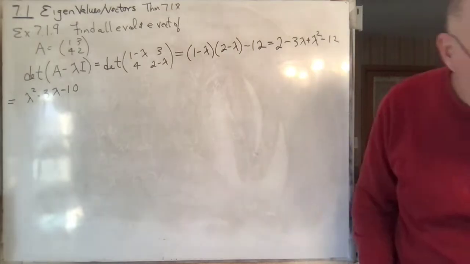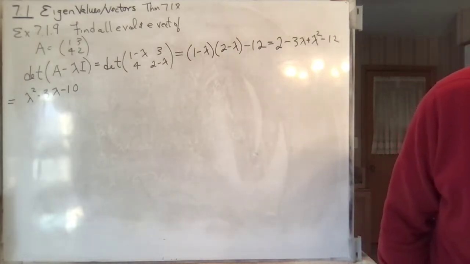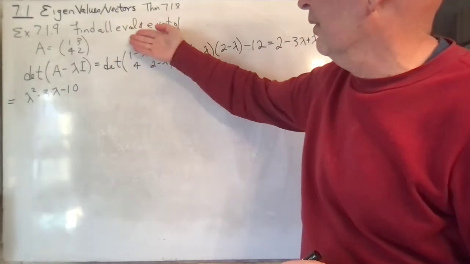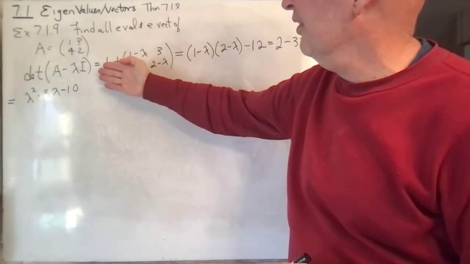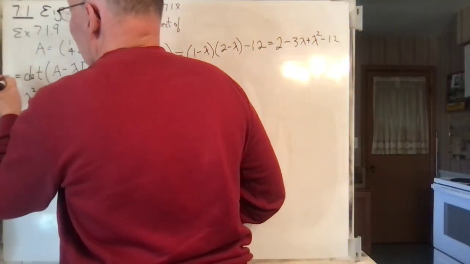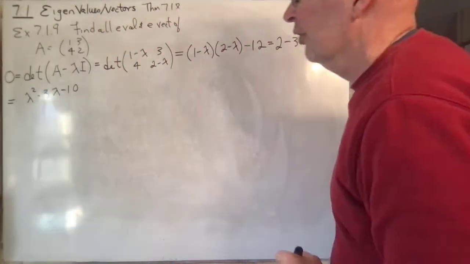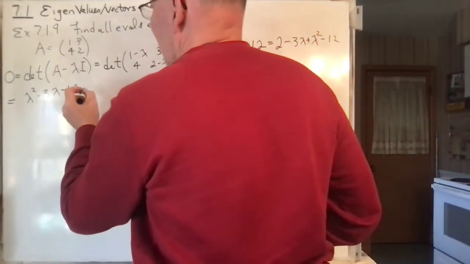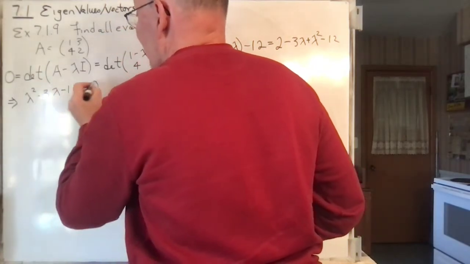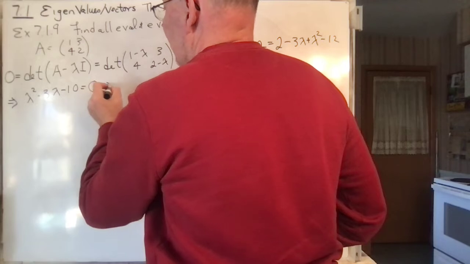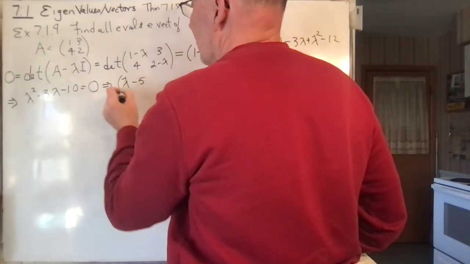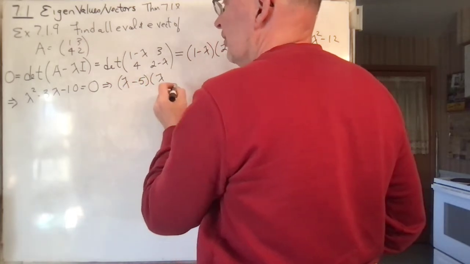Okay? And what we want to know is where this thing is equal to 0. So that's what we're after. And so let me write it like this. Implies this thing is equal to 0. And now I can factor that, and that factors into what? Lambda minus 5 and lambda plus 2.